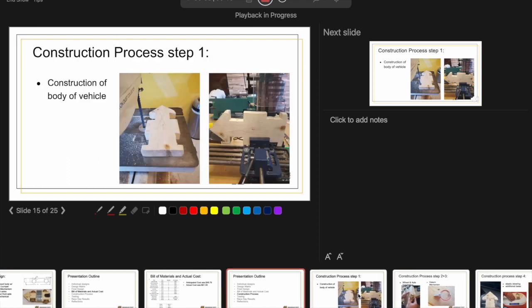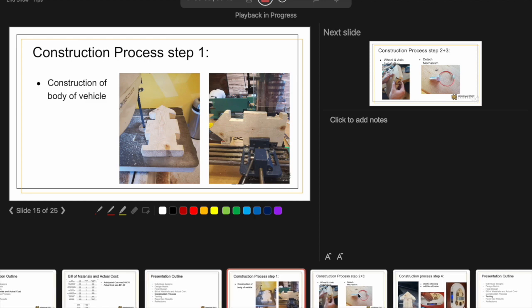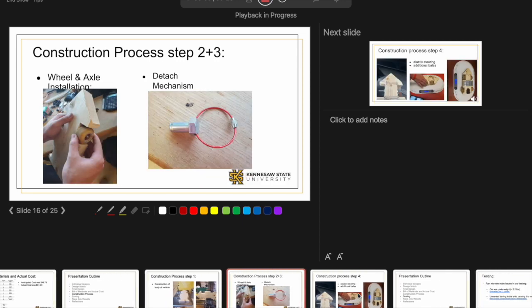But now let's look at our construction process. Our construction process was construction of the body of the vehicle, so we had to hollow out the wheel wells and get them all ready to go for the next step. As you can see, we install the wheel and axle in its installation, and we also have the detach mechanism, which would pull out of this little hole we had on the top.